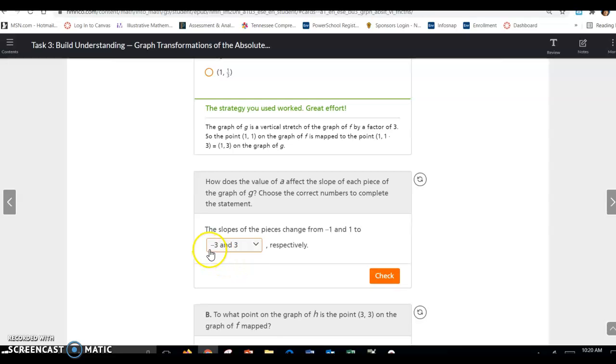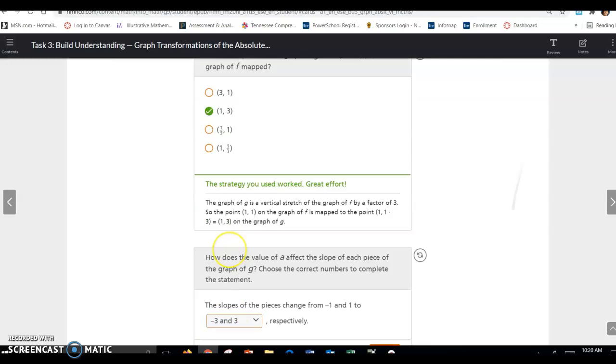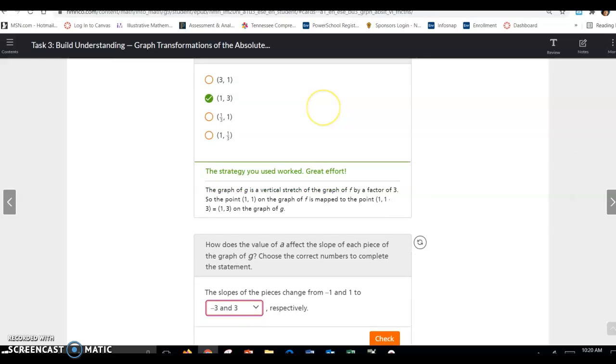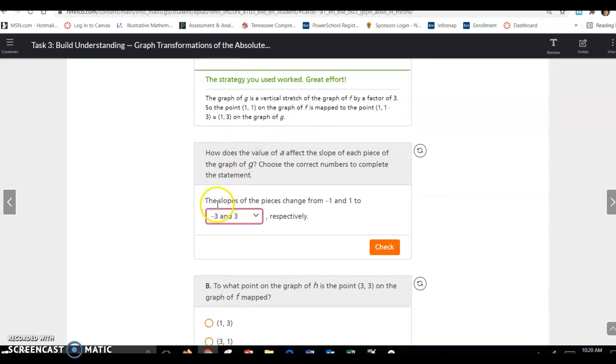On the left side, these are the two slopes. You can see that on the left side, it goes down 3 over 1. So this side has a slope of -3, and this side has a slope of 3. Don't let that confuse you. The slopes of the pieces change from -1 to -3, and from 1 to +3.